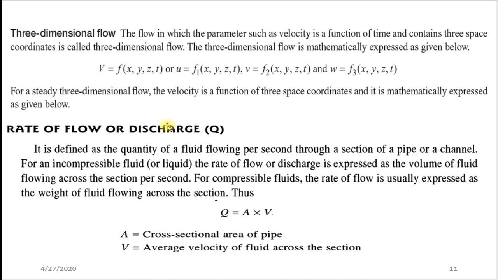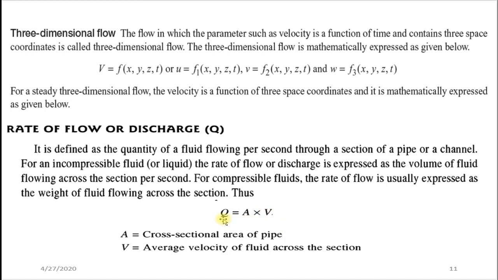The formula is given by Q is equal to, Q is the notation for the discharge or rate of flow, or volumetric discharge, volumetric flow rate. Q is equal to area into velocity. Finally, SI unit becomes meter cube per second. Area is meter square and velocity is meter per second. Area into velocity will give you Q, that is volumetric flow rate.